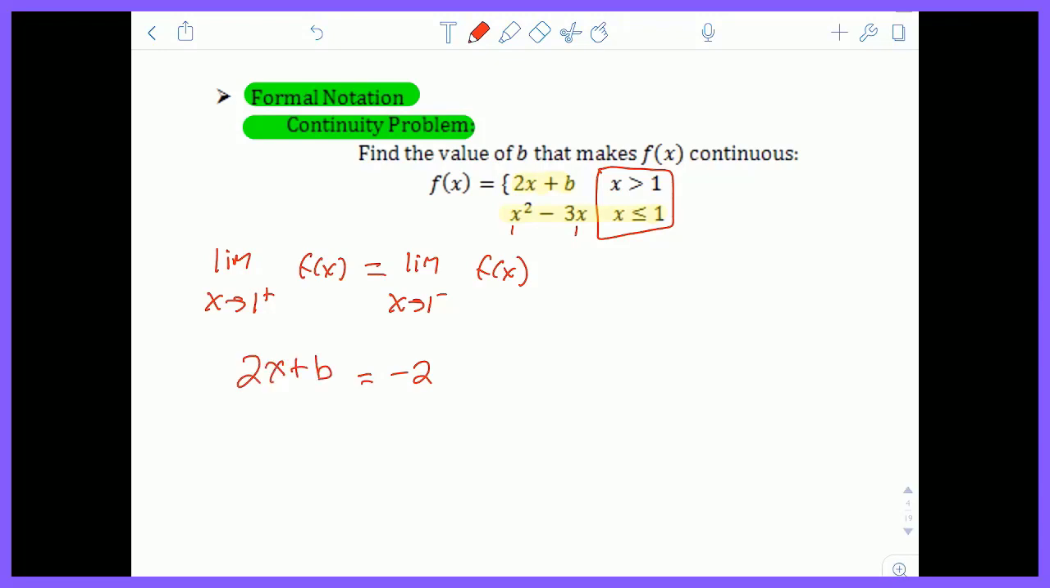So if I solve for b, all I really need to do is just figure this thing out. Also remember that the value we're considering this at is x equals 1. So if x is 1, I can plug that in here and just get 2 plus b is negative 2. And I can subtract 2 from both sides to get b is negative 4. So if this function has to be continuous at 1, the value of b must be negative 4.